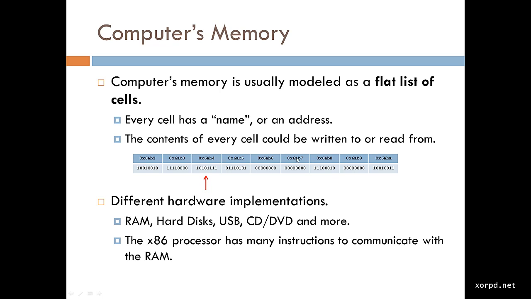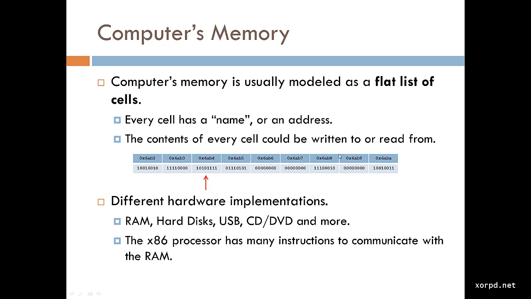The highest row is the address row. We can see that the numbers increase by 1 in each cell. This is actually the name or the address of every cell. And these are the actual contents of the cells. We can see that here it is bytes. Every cell contains some byte, and it is represented here in the binary base, in base 2.